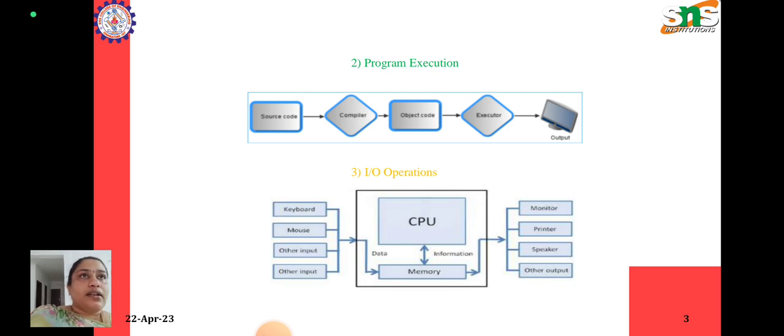So we have input devices like keyboards and mouse, and output devices like printers, speakers, and so on. In between, we have our operating system, sitting between us and our programs and the input output devices, which helps in the usage of these input and output devices. That is what we mean by input output operations, which is also an important service that is provided.